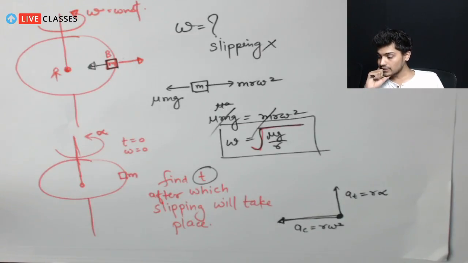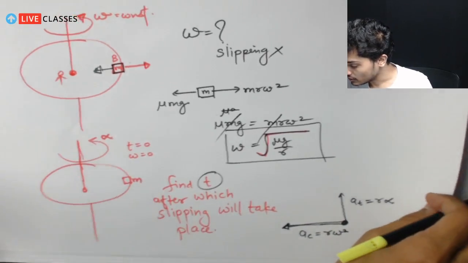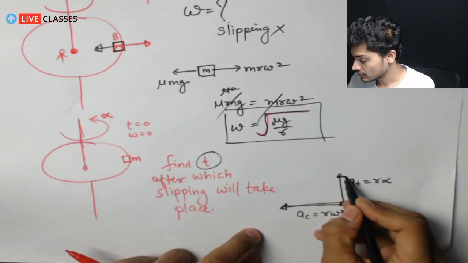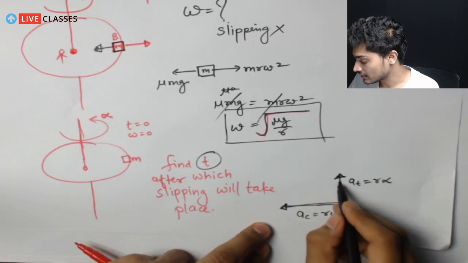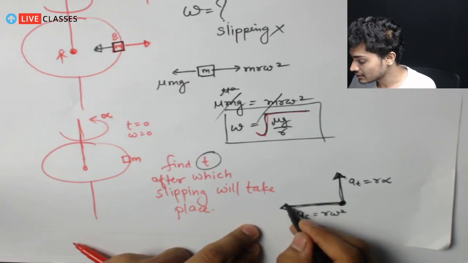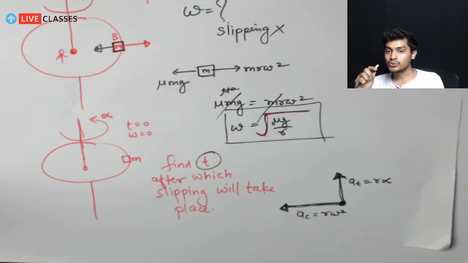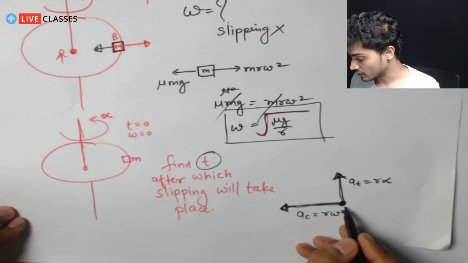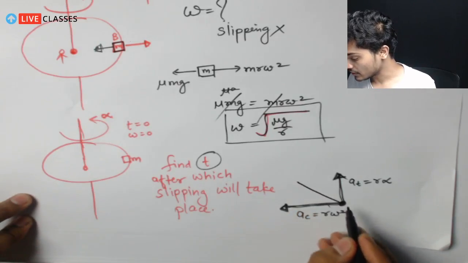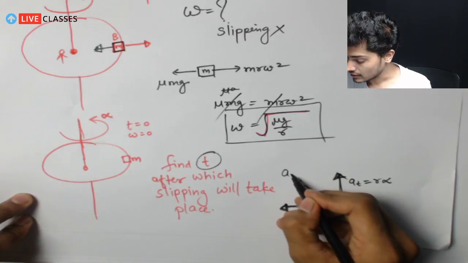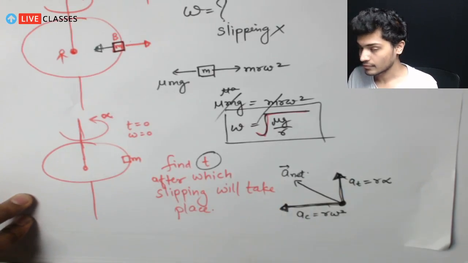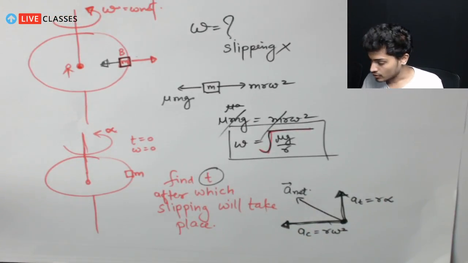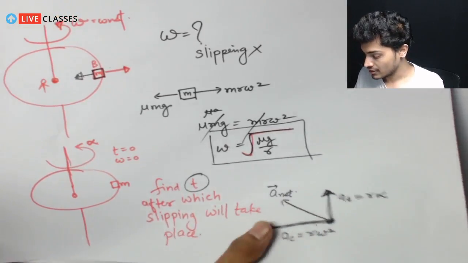So here we can see that the body has both kinds of tendency. Either it is accelerating in this direction or in this direction. So friction has to oppose that relative slipping. So basically friction will act here in the opposite direction of A net, right? So how will we find the friction here?